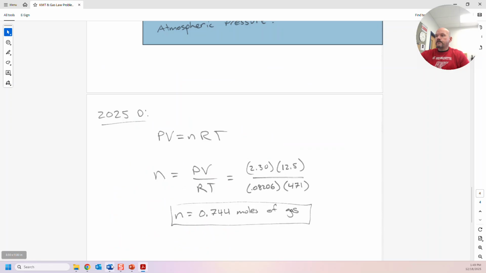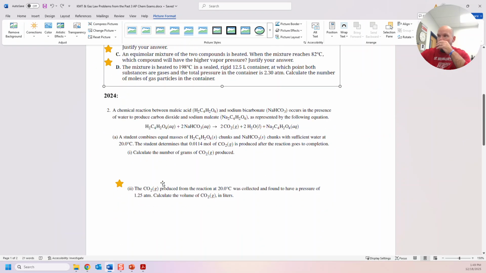Okay. All right, so on to 2024. Okay, so they give us this chemical reaction. Note that the only gas being produced is CO2 gas. So if they're asking about any kind of pressure questions or anything like that, the only thing we would have to worry about is the CO2, because everything else would be aqueous or dissolved in solution or liquid.